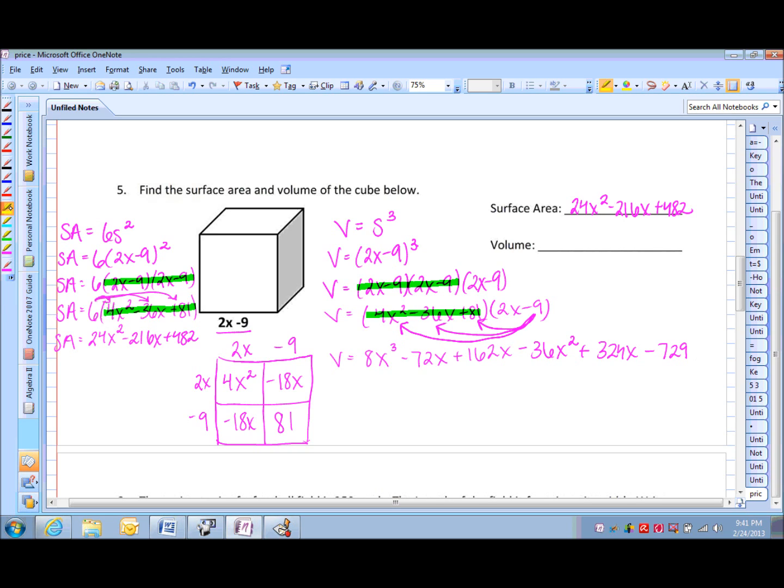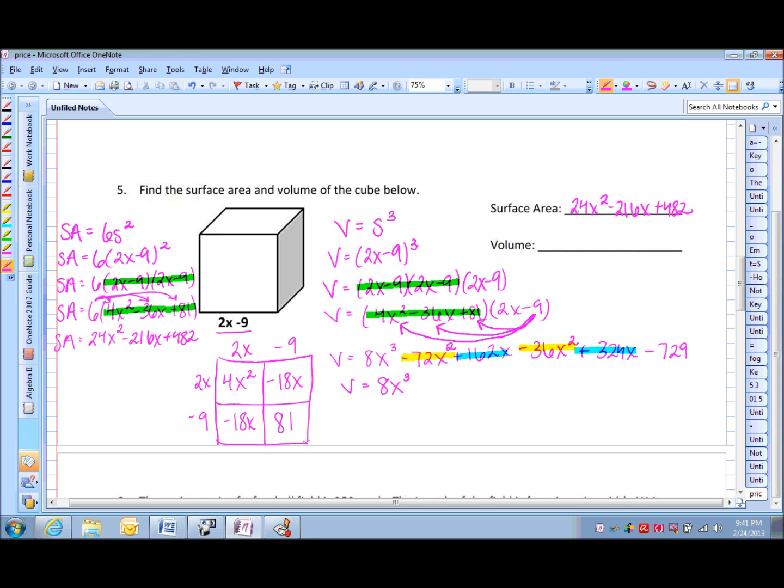Now I combine like terms. So I have multiple x terms that I can combine. Oh, and you know what? I messed up. This should be a negative 72x squared. I apologize. So I have an x squared term here and an x squared term there. And then I have my x terms, positive 162x and a positive 324x. So now I can simplify by combining like terms.